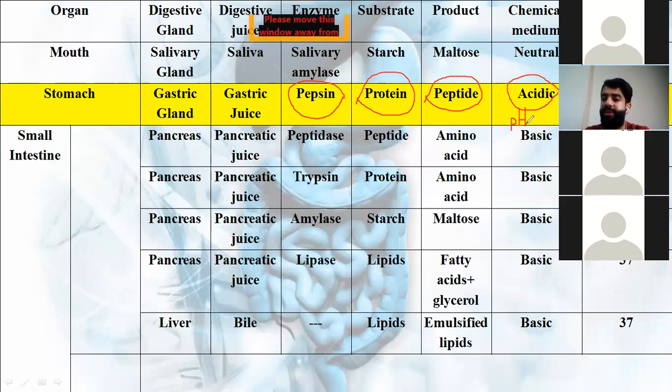Acidic. Yes, less than 7. Very good. It's less than 7. And always the temperature is 37 degrees Celsius. Thank you, Roa. Thank you, Abbas.